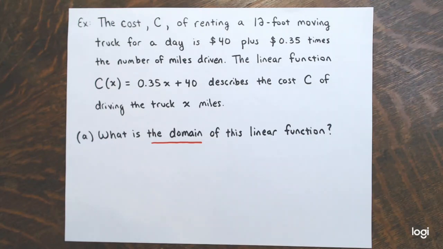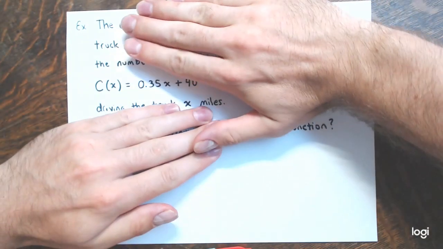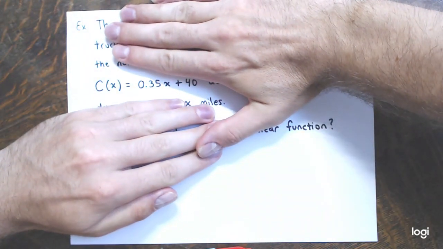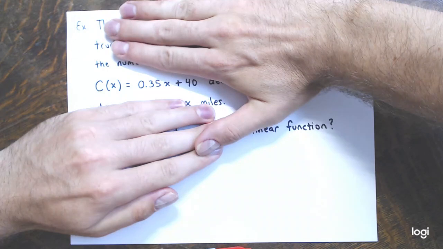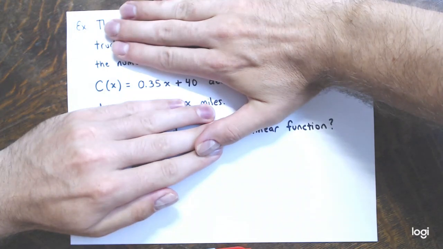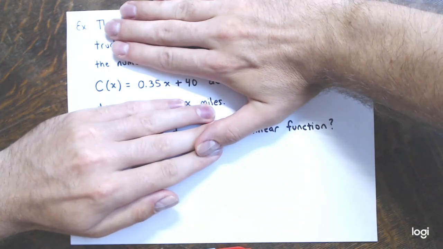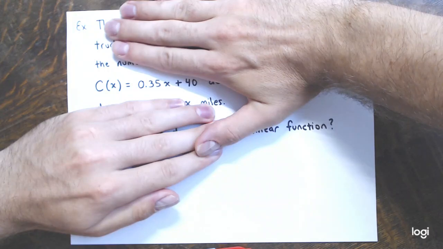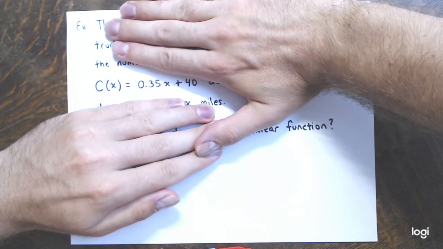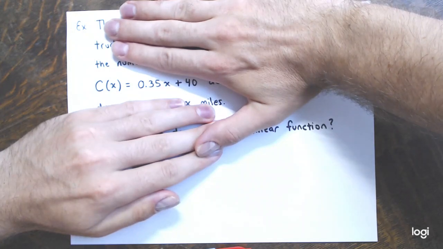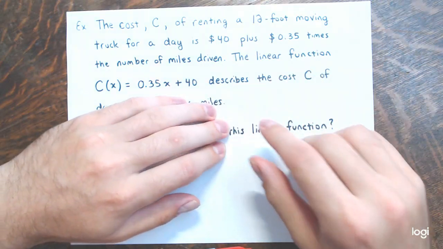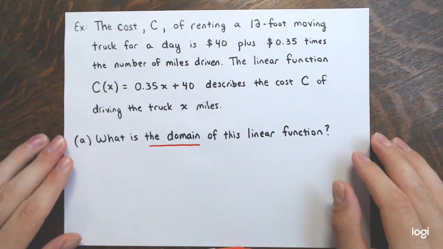Now normally, if I was given just the function without all the words around it, c of x equals 0.35x plus 40, and I asked what's the domain of that function, normally I would say that the domain is all real numbers. I can plug in whatever I want for x. There's no denominators that'll become 0 all of a sudden, no even roots, no logarithms, no part of the expression that would end up giving me a non-real output.